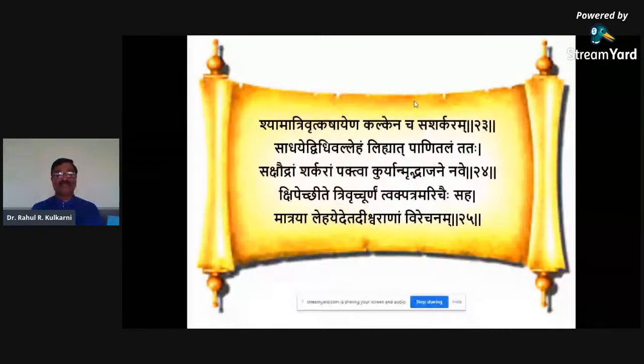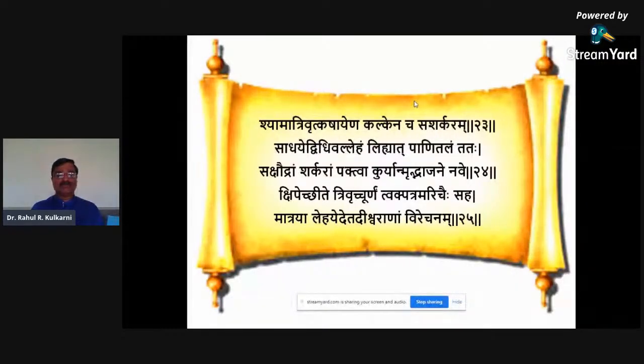Sadhet Vidivat Leham. It has to be subjected for Leha Paka, and when the Leha Siddhi Lakshanas are attained and that is ready for the administration, Panitalam Tat Prayochet. See here, if you say one Panitala means one Karsha Pramana, this avaleha has to be given.